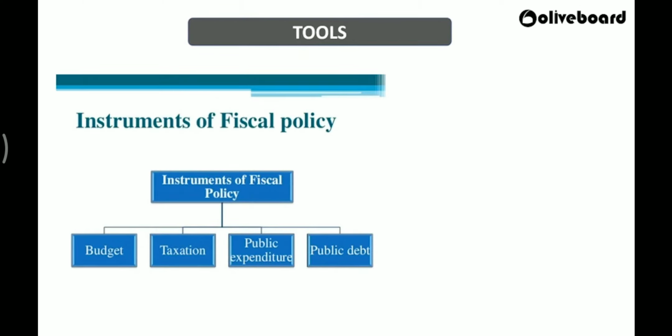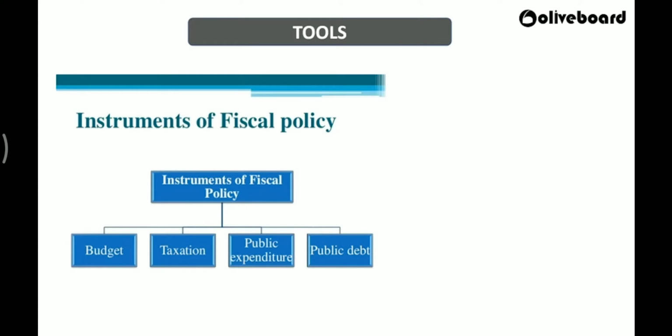We know that already. Budget, taxation, public expenditure, and public debt. Budget and taxation. Budget, we know every year the government will do that. Each sector, how much it is giving, how much the government has allocated, whether we have a surplus budget or whether we have a deficit budget.